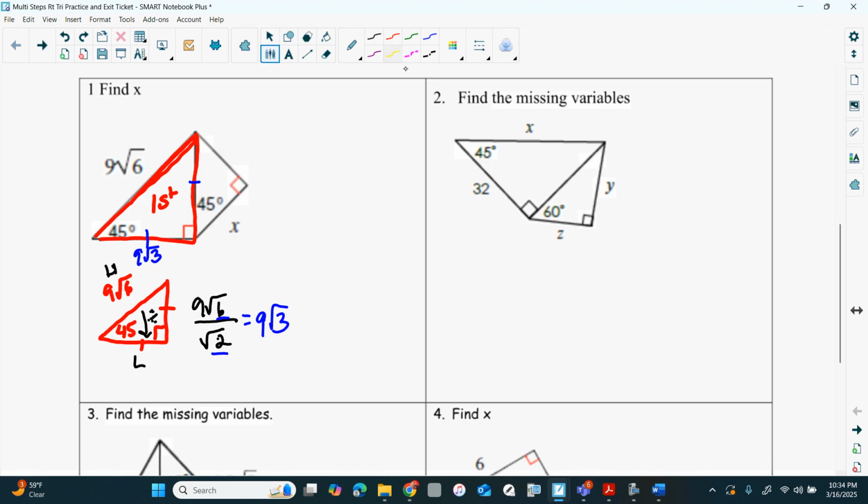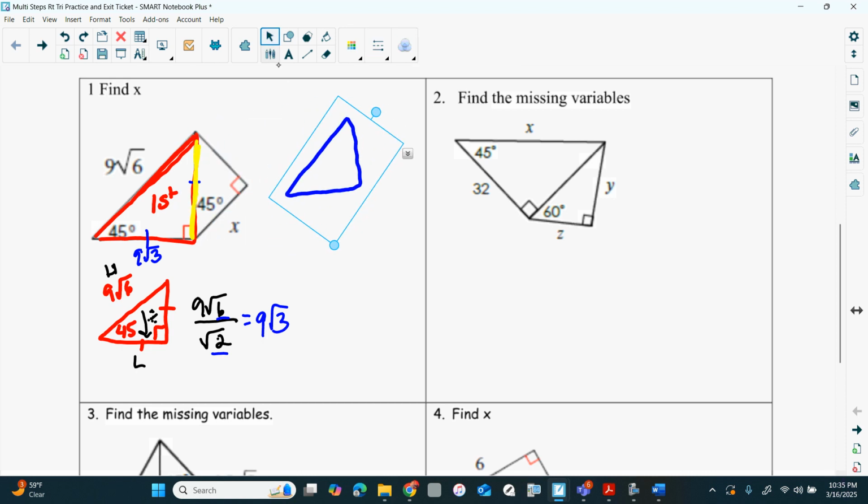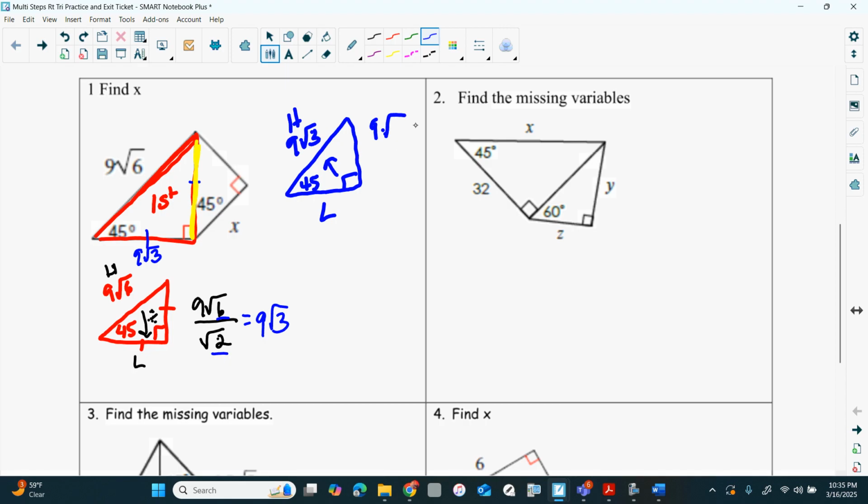Now I can see my shared side, which is here. If I look at that adjacent triangle, which is this one, I'm going to move it to the side here and rotate it a little bit. That shared side, the 9 root 3, is the hypotenuse in this triangle, and it's also a 45. So I'm doing exactly what I did before: going from the hypotenuse and trying to find the leg. To do that, I take the 9 root 3. Actually, I'm going to write it underneath here.